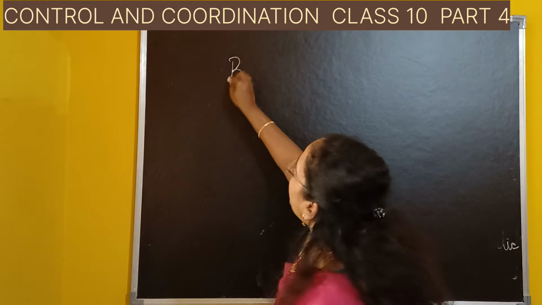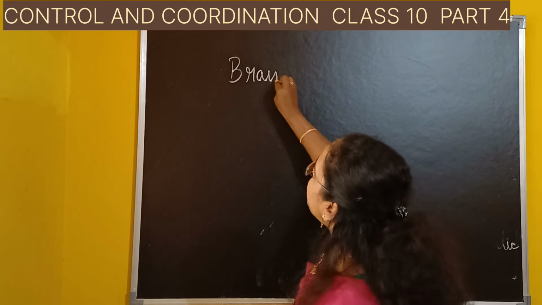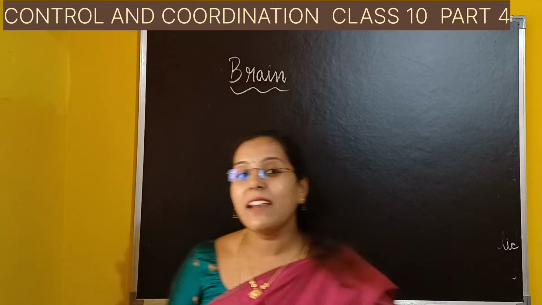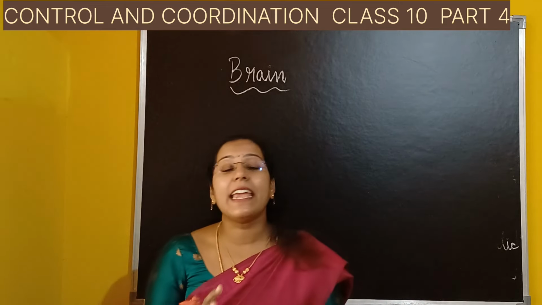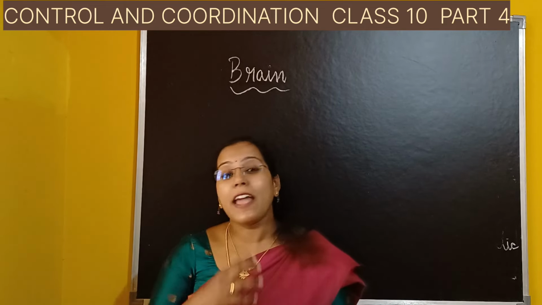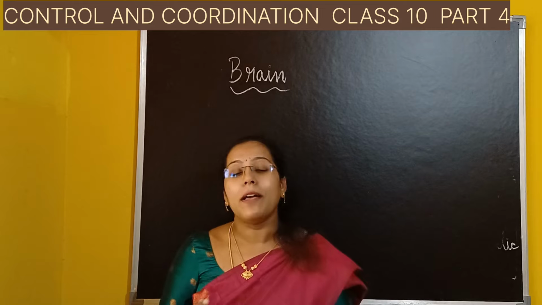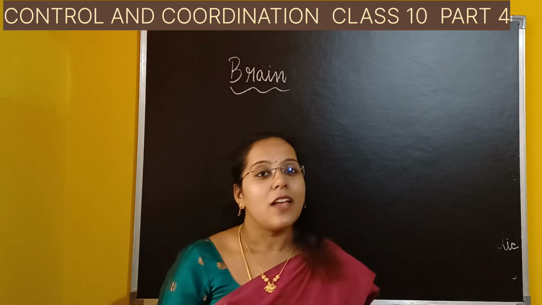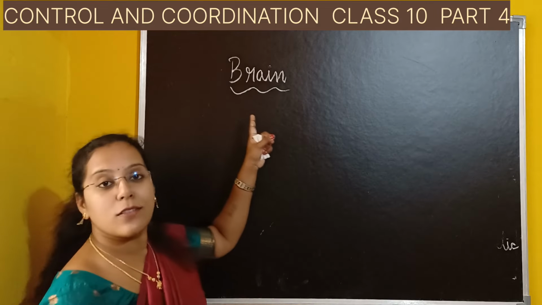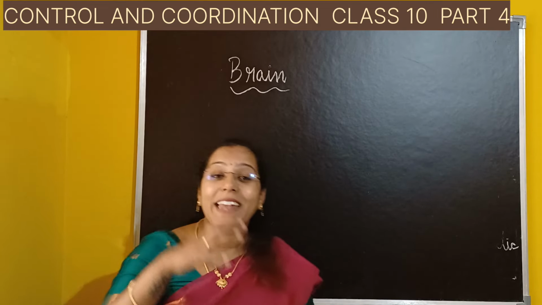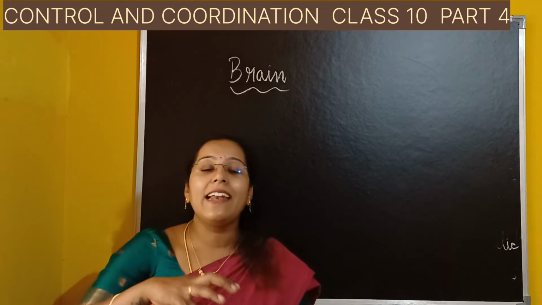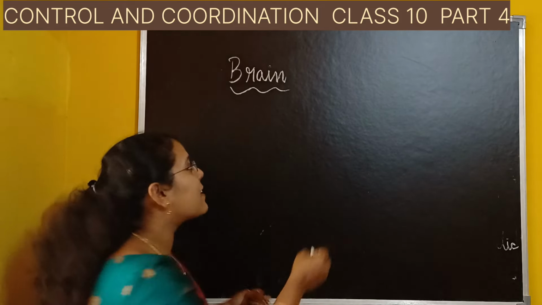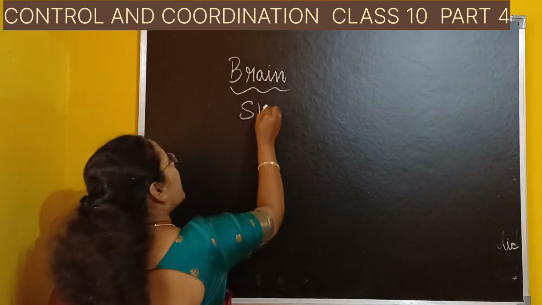So when we talk about the brain, let us first have an introduction. What is the brain? The brain is a delicate organ which is very important for our body because it helps in controlling and coordinating our body. Such a delicate organ is located inside a bony cage-like structure called the skull. So the skull protects the brain.